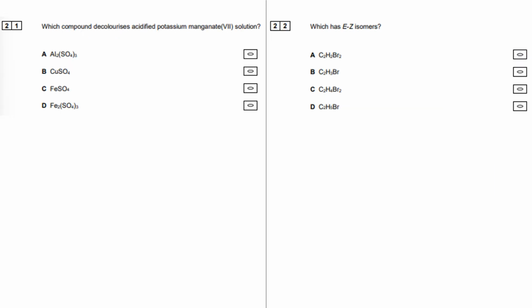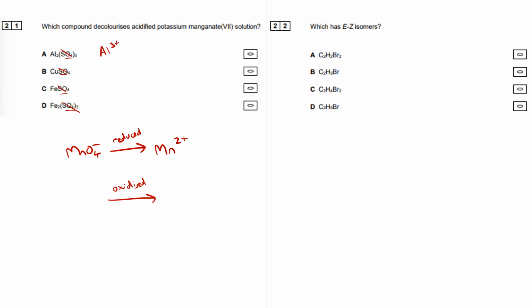Question 21. Which compound decolorizes acidified potassium manganate? So manganate is an oxidizing agent. It's purple. It will be decolorized when it is reduced to Mn2+. So we need a reducing agent, or something that would be oxidized by manganate, in order for this conversion to occur. So notice that they all have sulfates in them. So obviously the sulfate is not going to be involved in this reaction. So we're looking at the metal ions that are present.